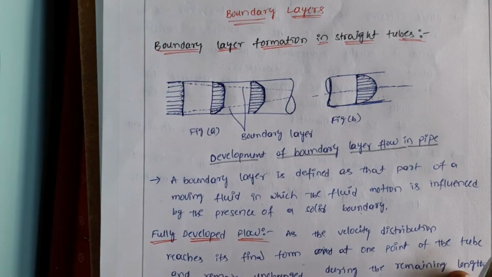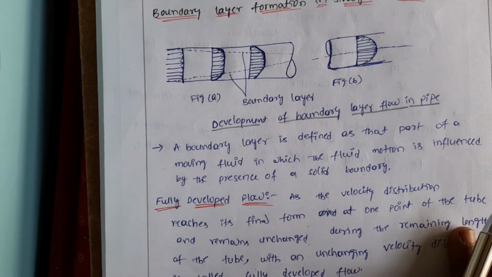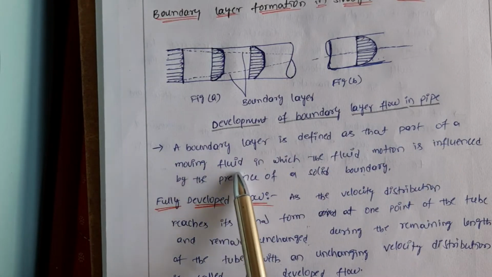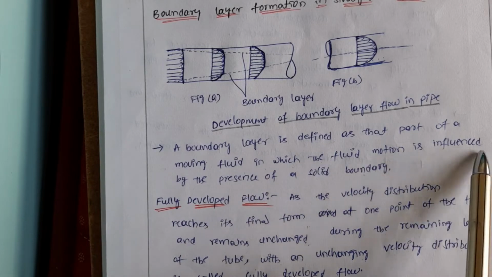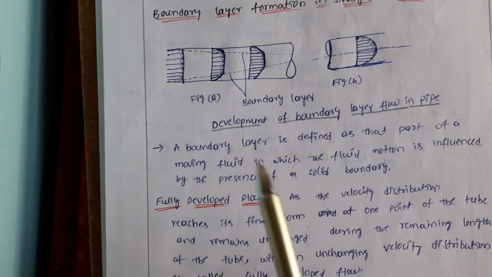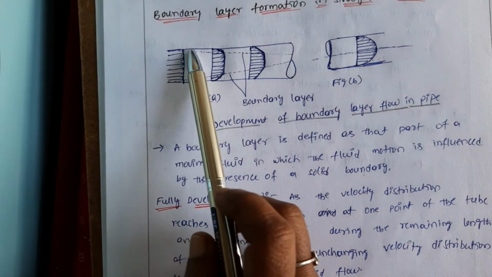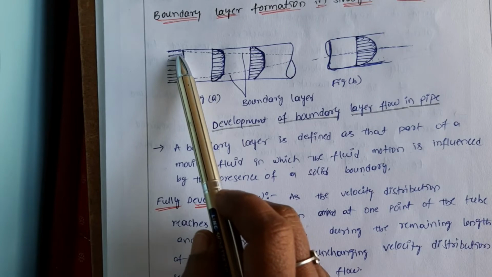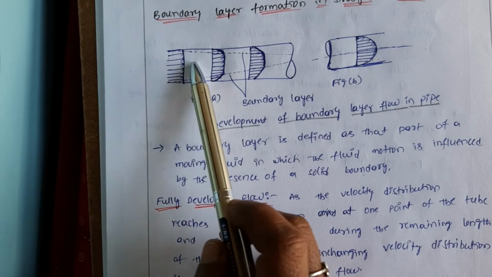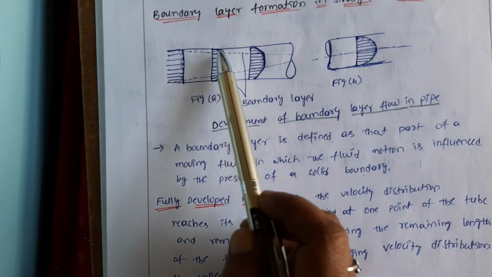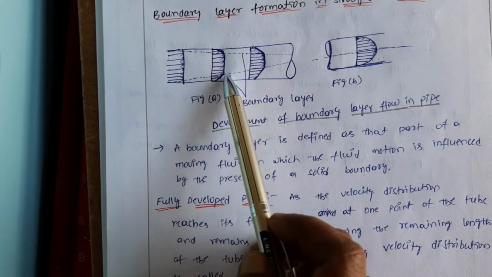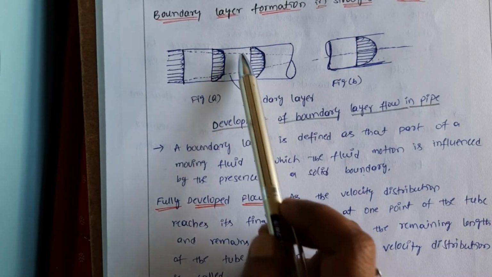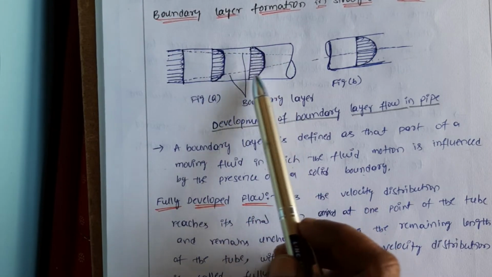So we will see the definition of fully developed flow. Actually, the boundary layer is defined as that part of a moving fluid in which the fluid motion is influenced by the presence of the solid boundary, right? Because of the solid boundary, the velocity of the fluid is varying. At the center, all the fluid is moving with the same velocity as the entering fluid velocity. The motion of the fluid is influenced in this region by the presence of the solid boundary.